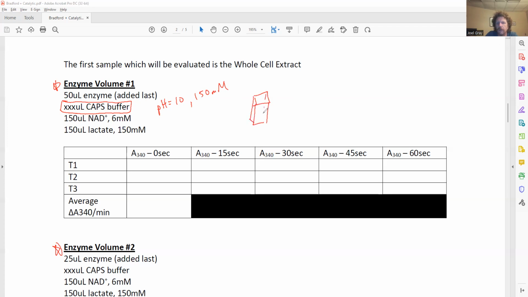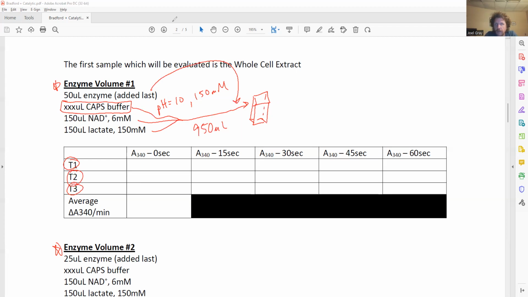Look at that. That's an awesome rectangular prism. We're going to be adding NAD plus, lactate, and CAPS. We want that volume to be 950 microliters for the first three trials, because the last thing that we're going to add is 50 microliters from that whole cell extract. We saved 1 milliliter of our whole cell extract, and here we're going to be doing 1, 2, and 3 trials with that whole cell extract.